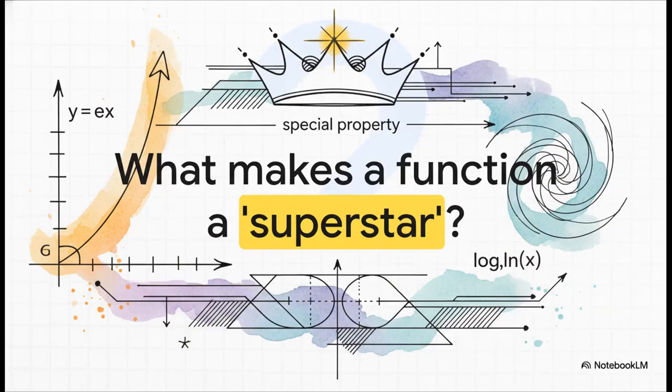So you might be wondering, what actually makes a function a superstar in calculus? Well, it all comes down to having some kind of special property that either solves a really unique problem or just behaves in a way that nothing else does. And believe me, the two functions we're looking at today are perfect examples. They don't just follow the rules of calculus. In a way, they kind of create them.